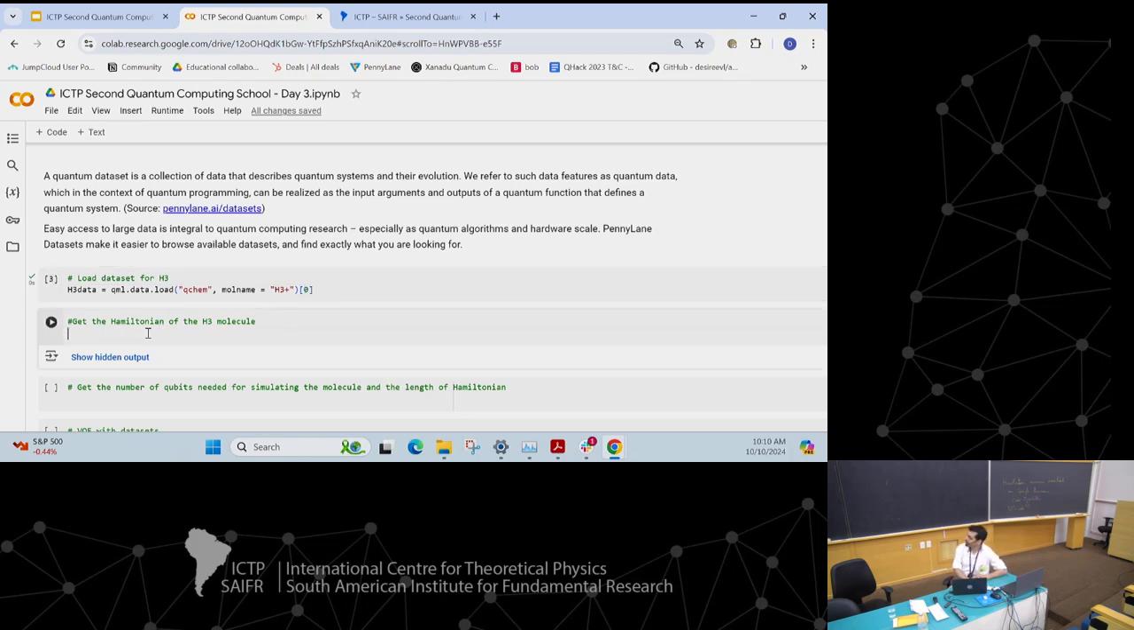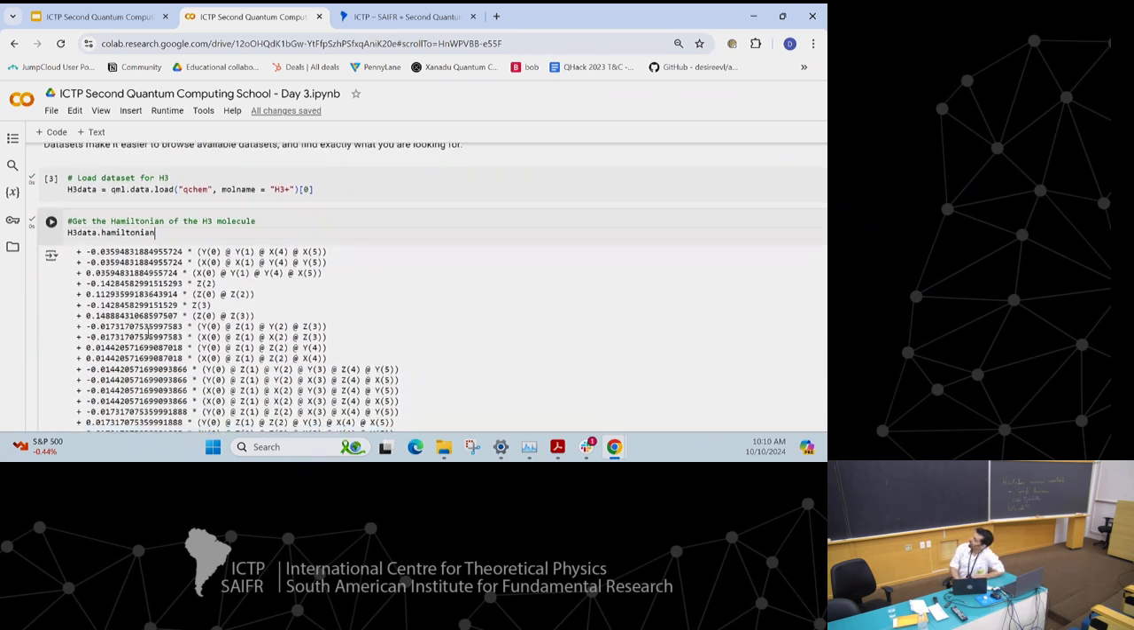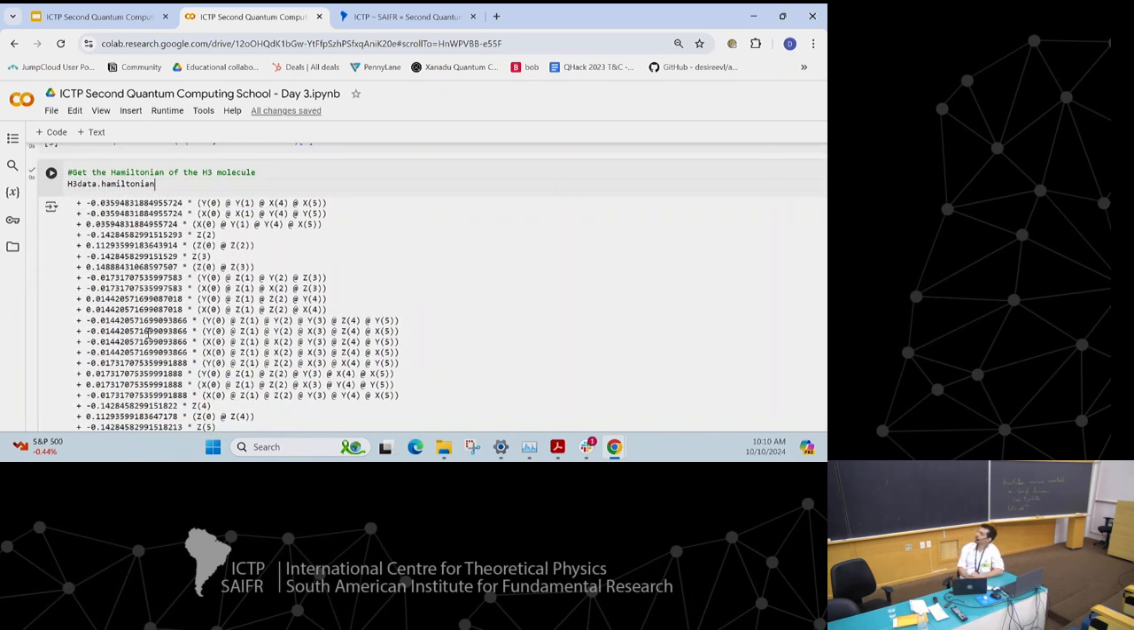You can see here in the next one, we're going to get the Hamiltonian. We're not recomputing the Hamiltonian like we did in the past. We're actually just accessing it directly from this data set. Okay, so you can see already for the H3 ion, it's a very complicated Hamiltonian in the Jordan-Wigner mapping. This is about 66 terms, if I remember correctly.